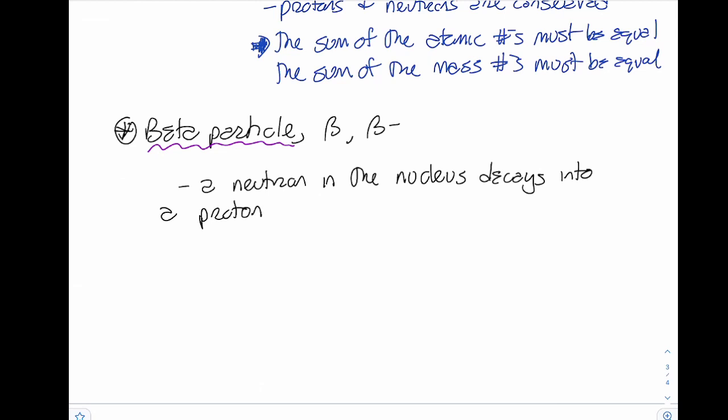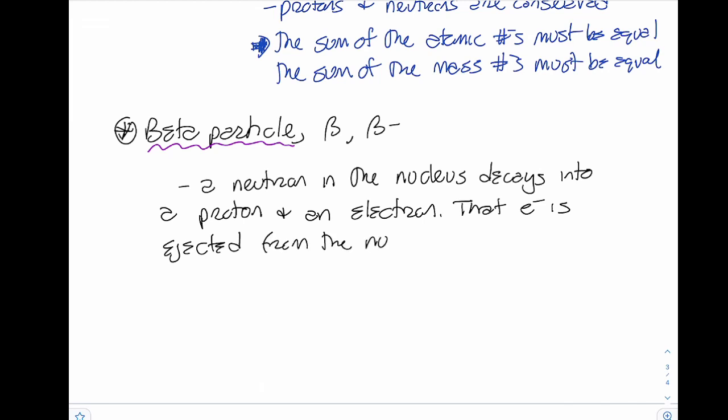And then electrons have no business being in the nucleus, so it's ejected from that nucleus. So that electron that we're ejecting from the nucleus is my beta particle. So a neutron in the nucleus decays into a proton and an electron, and then that electron is ejected from the nucleus. So essentially what a beta particle is, it's an electron that's actually coming from the nucleus when a neutron decays into a proton plus an electron.